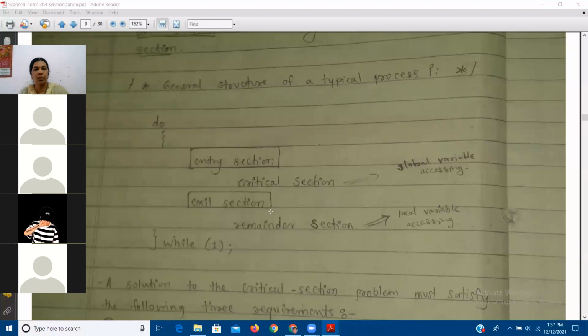If they are trying to utilize the global variable, they need to enter the entry section, then the critical section, and then the exit section. And if they don't want to utilize the global variables, then there is no concept of cooperating processes. They can utilize their variables at their own time, at any time. Write the typical structure of any process.